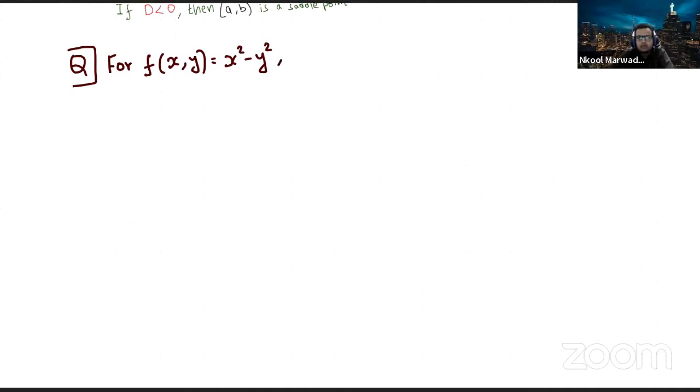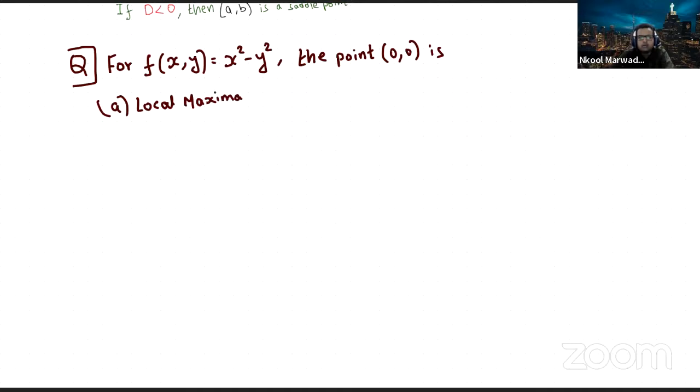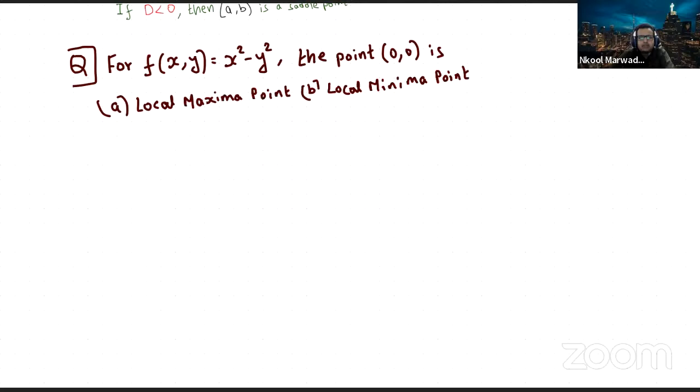the point 0, 0 is: option A, local maxima point; option B, local minima point; option C, saddle point; or none of these. In the exam you can very easily get such questions, in the form of MCQ or any form they can ask.